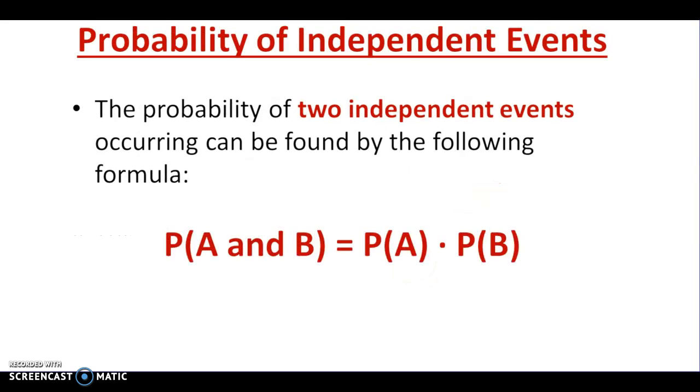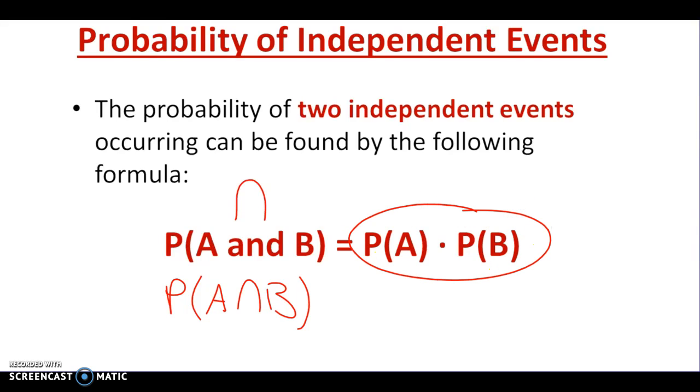Now we have the probability of independent events. What this says is the probability of two independent events occurring can be found by the following formula. Remember, that's our intersection symbol. So you might see this written as the probability of A and B. And what does it tell us to do? You just multiply their two probabilities. One does not affect the other. So you just take the probability of one of them, take the probability of the other one, and then you multiply them together, and that's the probability that both of them will happen.